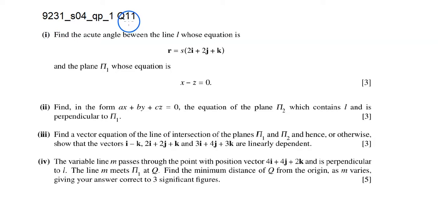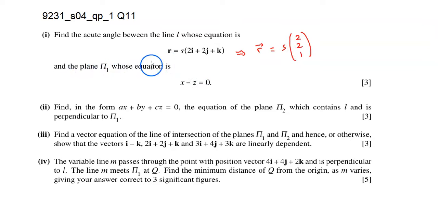Okay, this is question 11 from the summer 2004 paper 1 further maths exam. Part I asks us to find the acute angle between the line L, whose equation is this thing here. Another way to write that would be r is just equal to the parameter s times (2, 2, 1). So it goes through the origin when s is equal to 0.